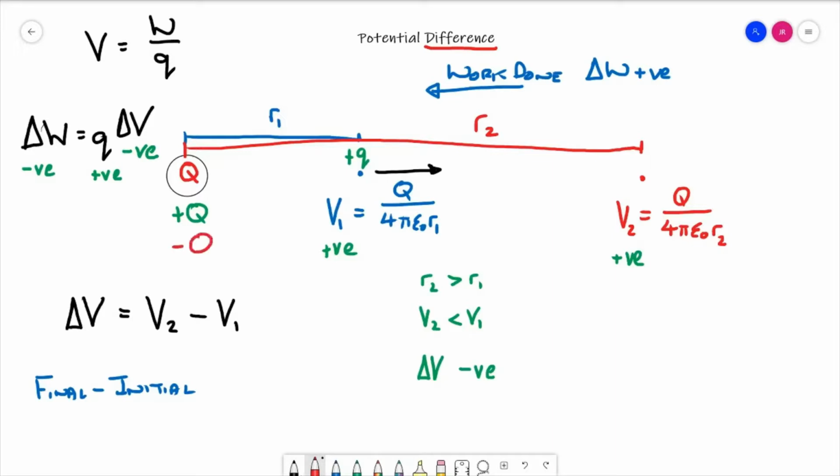So if we had negative Q as our main charge, but we kept our test charge as positive Q. Well, in that situation, what we would end up with is an attractive force. The force would be attracting the test charge to the left as we've drawn it in the diagram. What we would therefore have to do is we would have to do work in order to move it further away, and therefore if we're moving that charge to the right, we would fully expect delta W to be positive at that point.